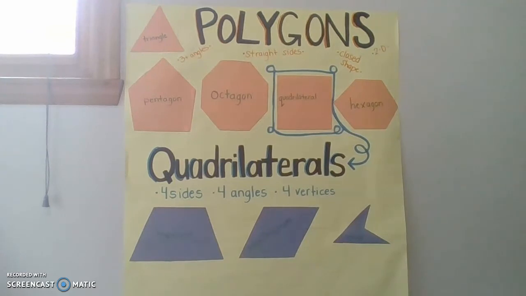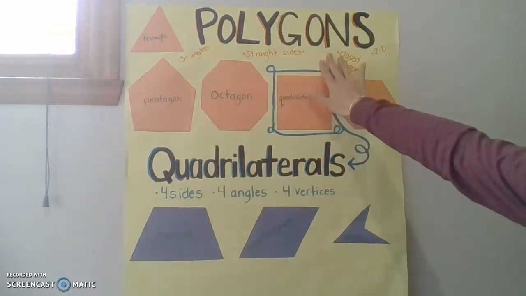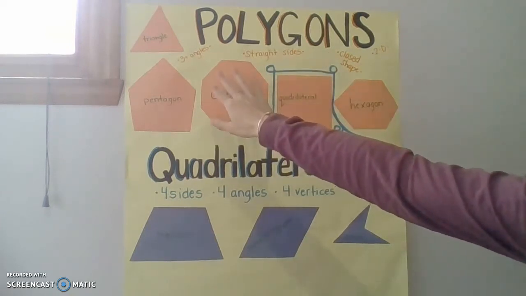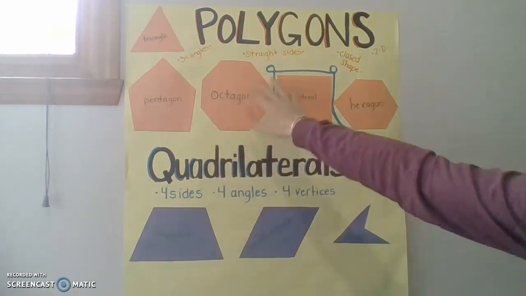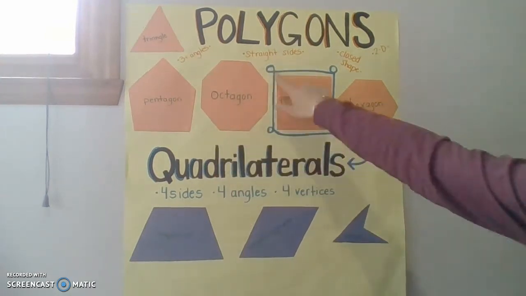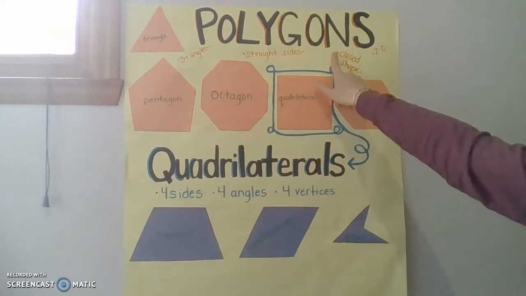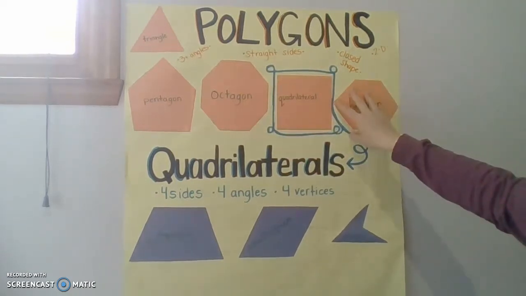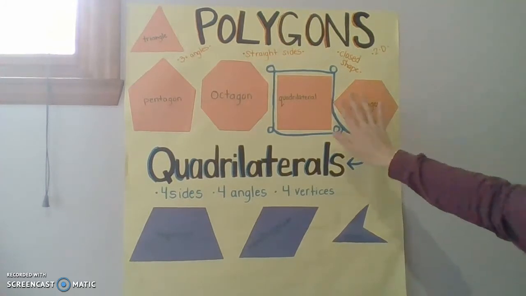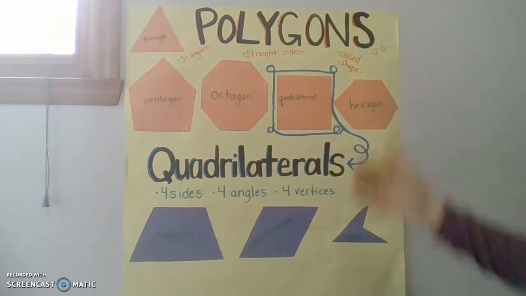Really quickly, before we read our learning target, I just wanted to show you this chart. So we have polygons, which have at least 3 angles, which we're going to talk about today, actually. Straight sides, so they all have straight sides. It's a closed shape. They're all closed in. And they're 2D shapes, so you can't see anything else.